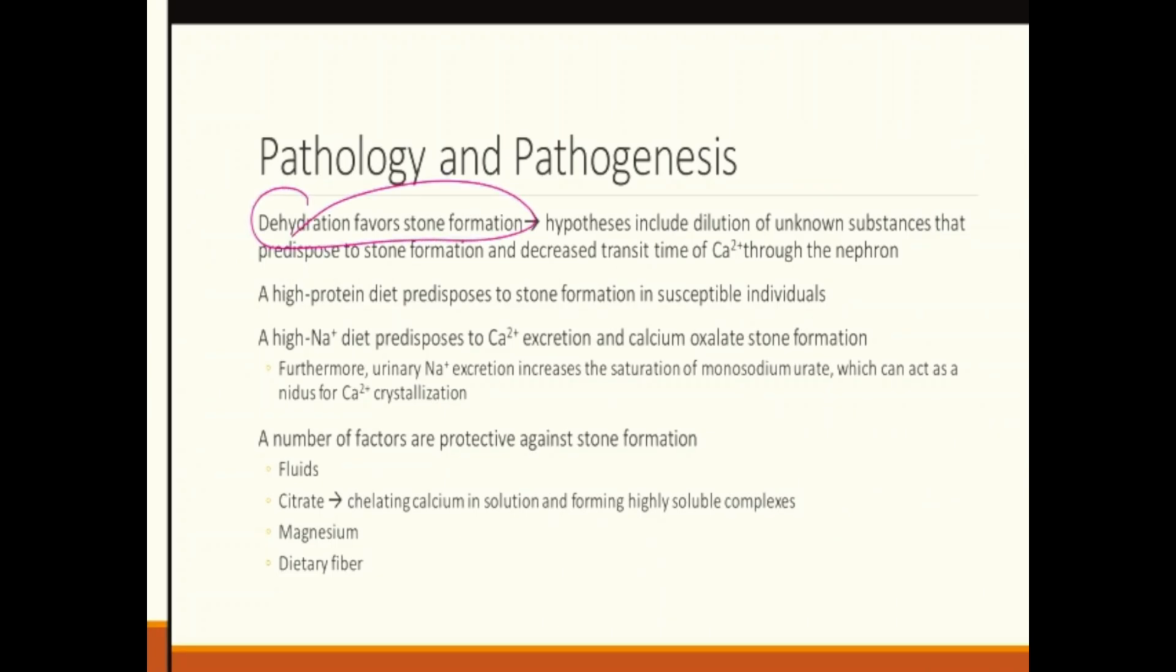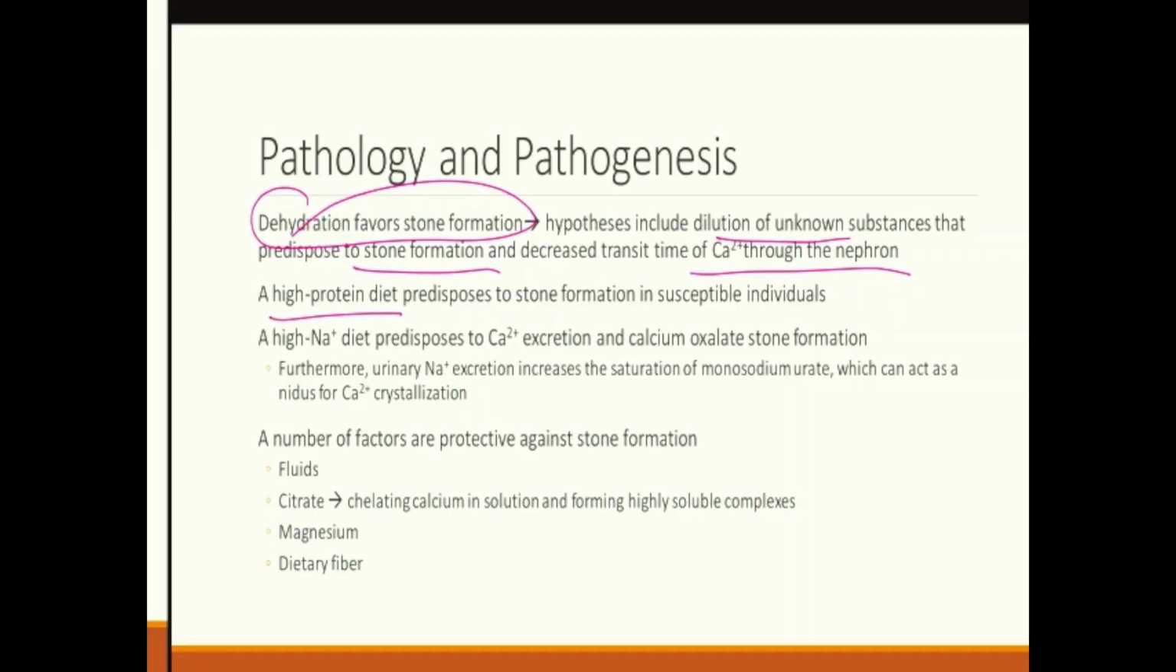Dehydration favors stone formation. When you're really dehydrated, you're pulling out the solvent of the solution, so you can crystallize things out easier. That's why dehydration will cause kidney stones. Hypothesis, again: dilution of unknown substances predisposes to stone formation, and decreased transit time of calcium through the nephron. So the calcium is going slow through the nephron, it's building up in concentration, and if it builds up to a certain point, it will crystallize out of solution, and you get a stone that forms.